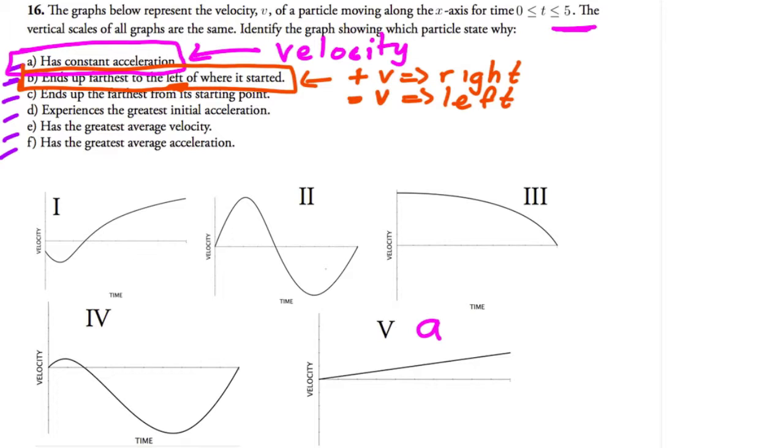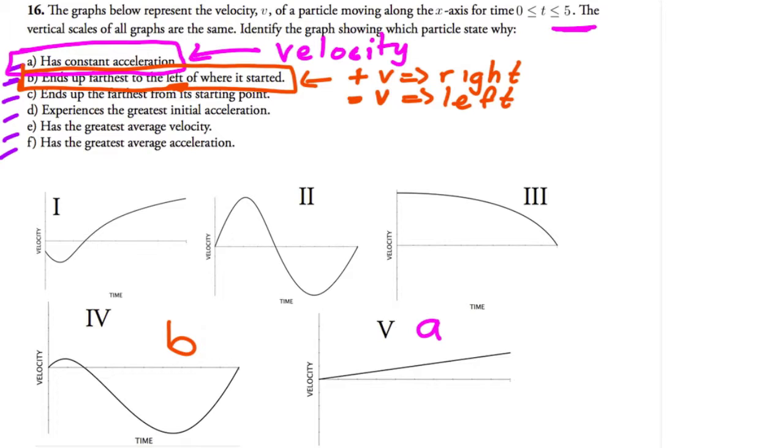So in a sense, what this is asking is which one has the most negative velocity. And if you compare all of these, you would have to say that it's this one, right? Because this is the one that spends the most time down here. So all this time when it's negative velocity, our particle, which could be, I don't know what it could be, is moving left.